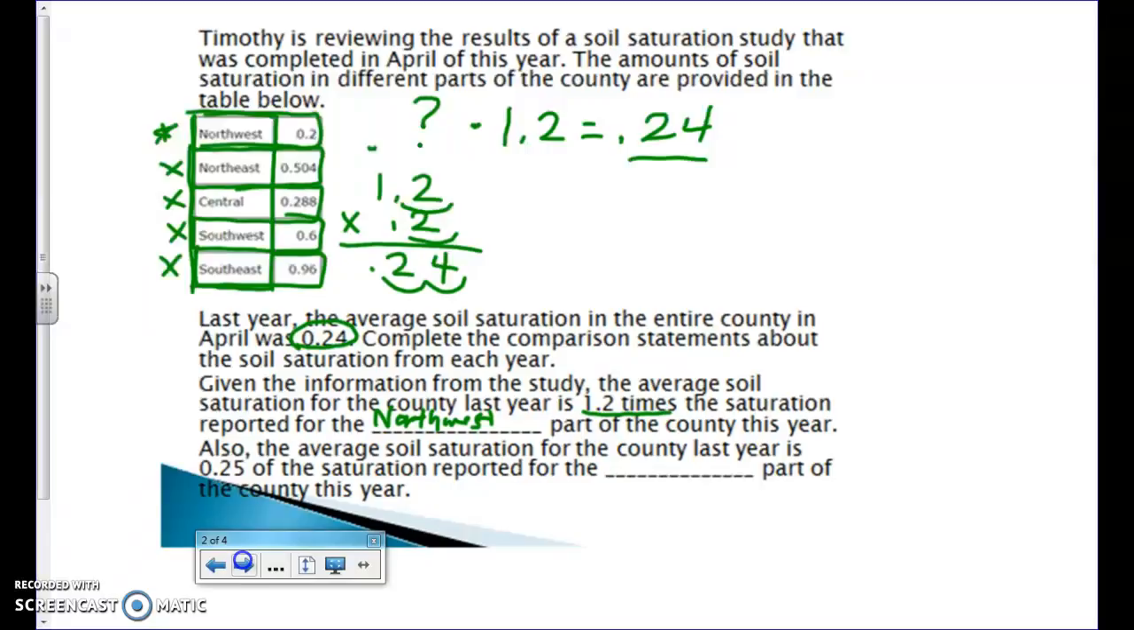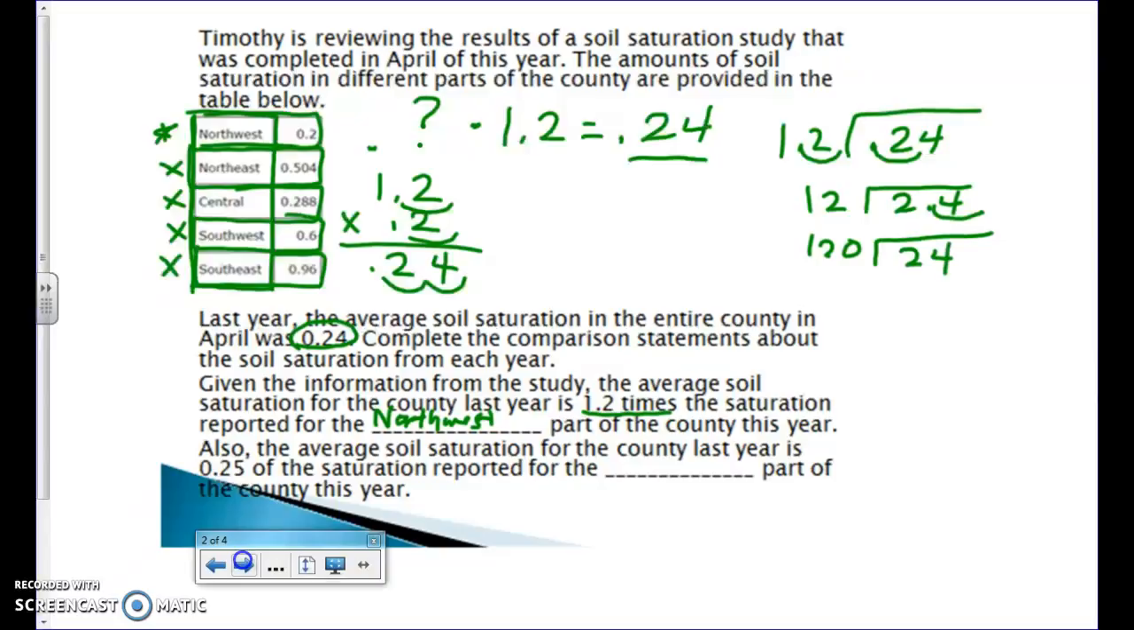Part of the county this year. Okay, I also could have solved this by saying, oh, 0.24 divided by 1.2, like this. I would move that decimal right there. So really we would have 12 divided by 2.4. And I really don't want any decimals, so let's do 120 and 24 like that. And so it goes in 0. We're going to put our 0 there, and 2 minus 240. It would be 0, no remainder, 0.2, right there, 0.2, which is the northwest.